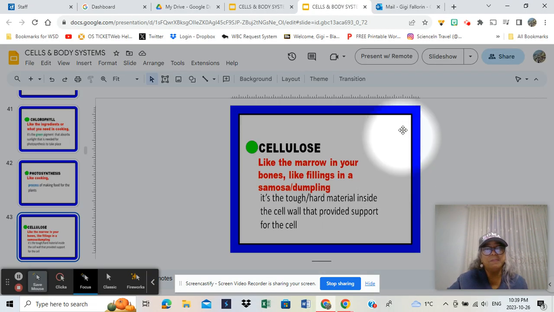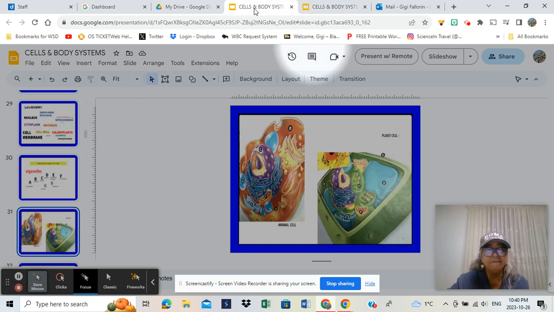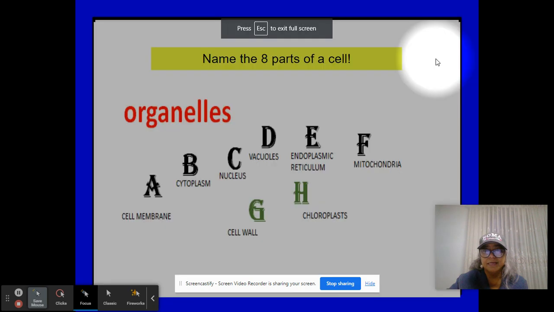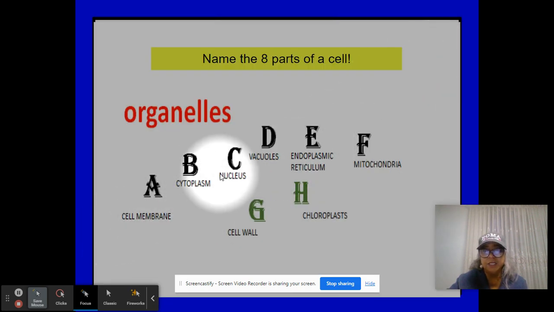So there you go, people. This is all the recorded discussion on the organelles. I hope you make an effort to really study the diagram and take note of all the different organelles: the cell membrane, cytoplasm, nucleus, vacuoles, endoplasmic reticulum, mitochondria, the cell wall, and the chloroplast.